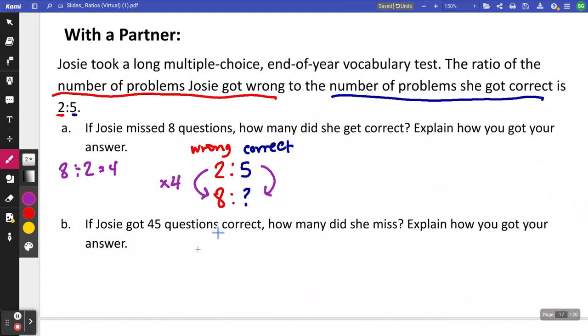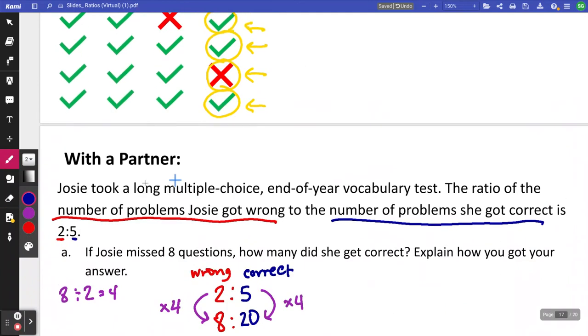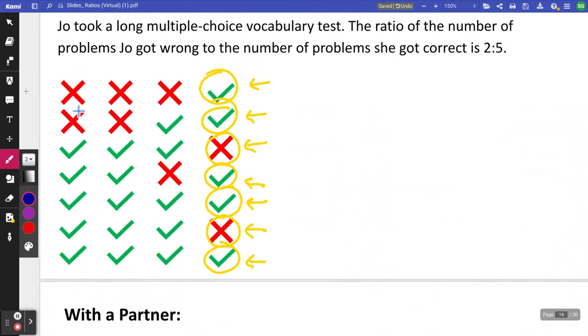Let's just do the same thing on this side. 5 times 4 is going to give me that missing number. That means if she got 8 wrong, she must have gotten 5 times 4, 20 correct. And that actually happens to be what I showed up here in this picture. Notice she got 1, 2, 3, 4, 5, 6, 7, 8 wrong. And if you count up all those green check marks, feel free to pause the video if you want to do that. You're going to see she got 20 correct. Because there's 5 in this first row, 5 in the second row, 5, 10, 15, 20.